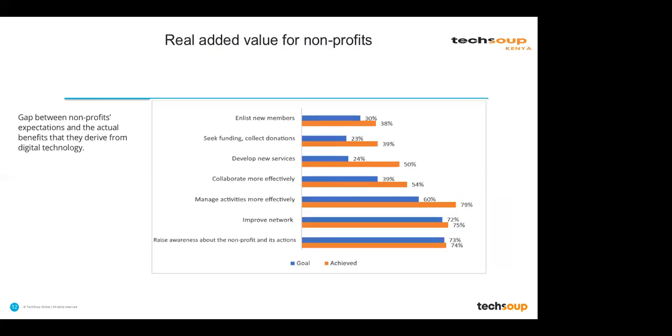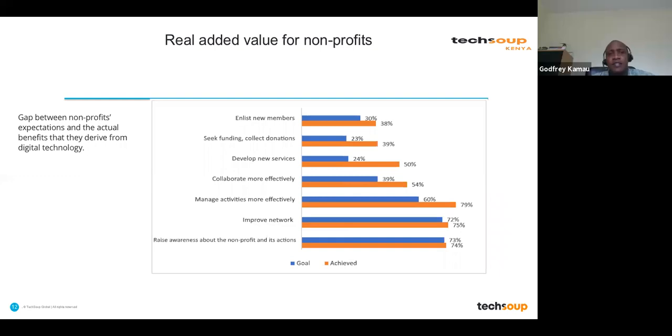So I came across this interesting gap analysis that shows the gap between the expectations of nonprofits and the actual benefits that they derive while using digital transformation, digital technology. So most people expect to enlist new members, and you get more value add, or more ROI, when you use digital transformation.